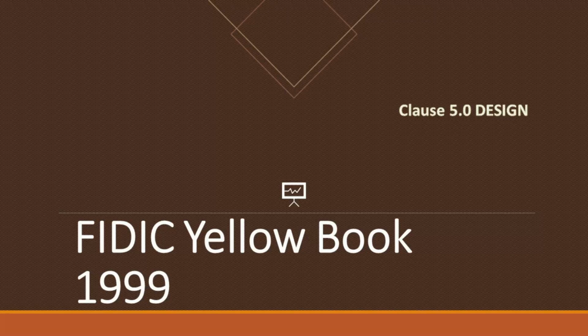Today, we're diving into a critical component of construction contracts that can make or break a project's success: the design clause. In the world of construction, the blueprint for success starts with a solid foundation in design. Clause 5.0 of the FIDIC Yellow Book 1999 is the cornerstone of this foundation, outlining the obligations, standards, and procedures that govern the design process in a construction contract.